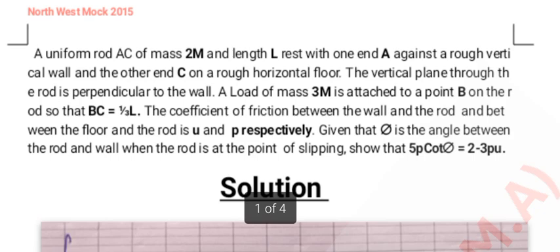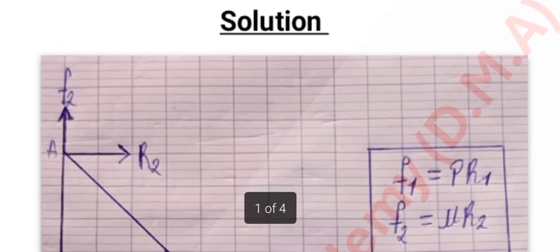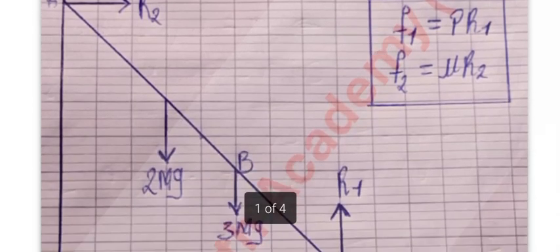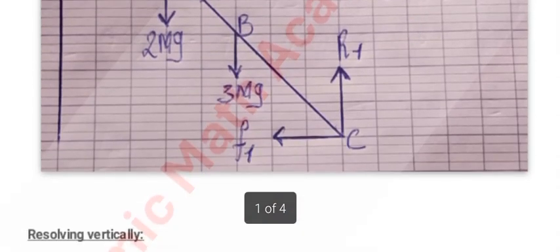And then it rests with one end A against a rough vertical wall and the other end C on a rough horizontal floor. Okay, that's one end A on a rough vertical wall and the other end C on a rough horizontal floor. Now, when we say rough, that means there is friction automatically. That's the meaning of rough. That means there's friction. And if there's friction, we know very well that friction opposes motion.